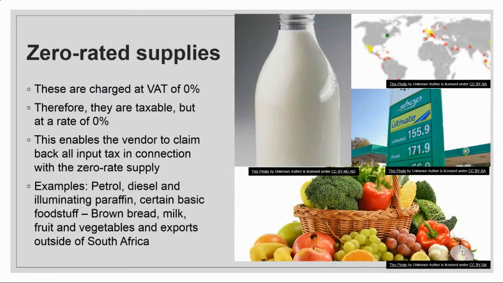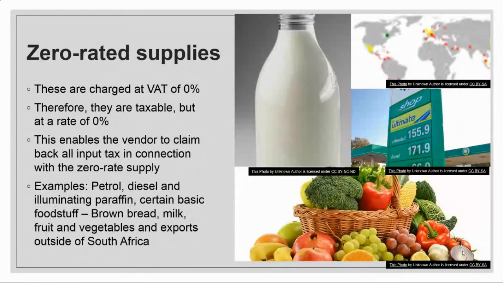Now let's quickly look at zero-rated supplies. Zero-rated supplies, VAT is charged at 0%. If they ask you to explain the difference between zero-rated and exempt, it is important that you state zero-rated VAT is charged at 0%, whereas exempt items, no VAT is charged. Yes, we will not pay any VAT on both of those items, but the one actually is taxed, even though it's at 0%, whereas the other one is not taxed at all. So that is very important to note if they ask you the difference between the two.